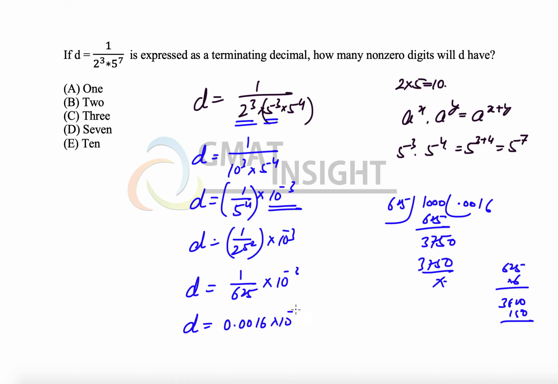So this d can further be written as 0.0016 times 10 to the power minus 3. That means there are only two digits which are non-zero after the decimal, and therefore the answer to the question becomes option B.